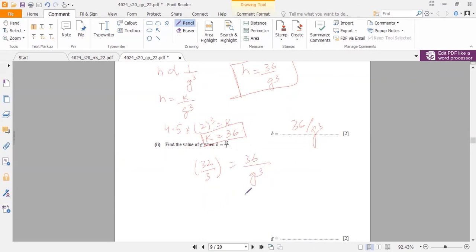So we need to find out the value of g cube. It means that we need to shift g cube over here: 36 multiplied by 3 divided by 32. 36 multiplied by 3 is equal to 108 upon 32. And now if we divide it by 4, it will become 27 upon 8. So if we take the cube root, it will become 3 upon 2, which is the final value of g.